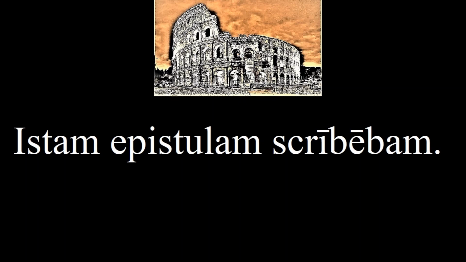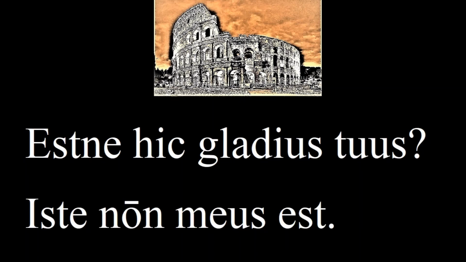And these words can actually be used by themselves. For example, estne hic gladius tuus, iste non meus est. Is this your sword? That is not mine. So as you can see, iste stands alone in the reply, but refers back to the sword. And notice, the first speaker uses hic because the sword is near him or her, and the person who replies uses iste because the sword is near the first speaker.